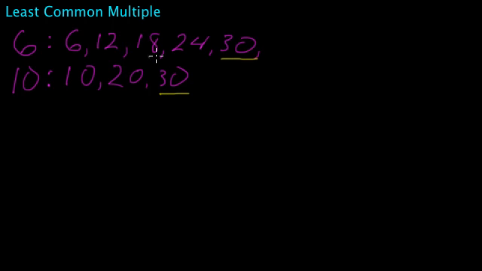And none of the other numbers less than 30 is a common multiple, common to both 6 and 10. So therefore, the least common multiple, or LCM, is 30.